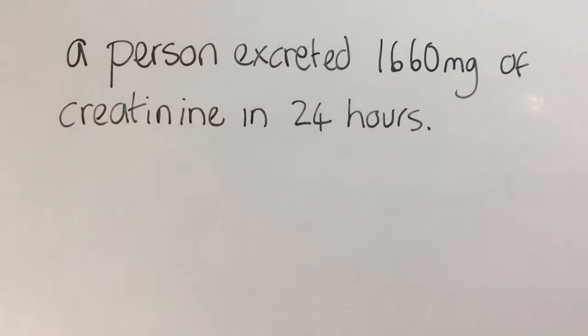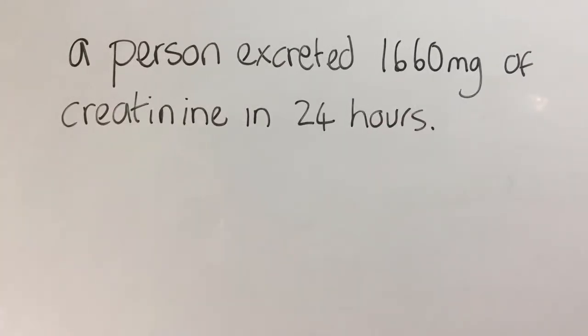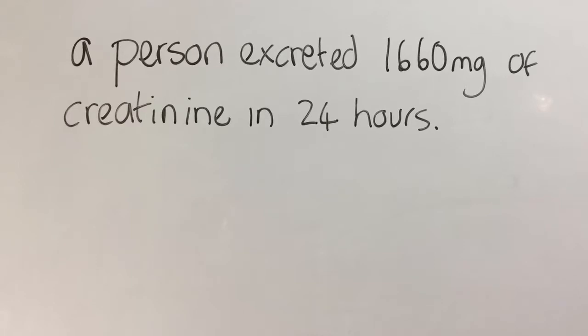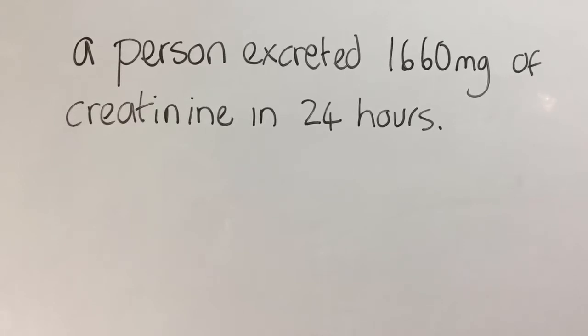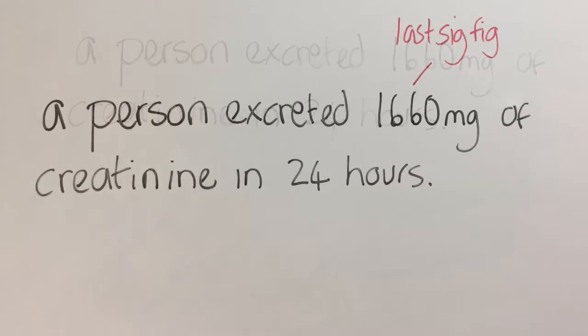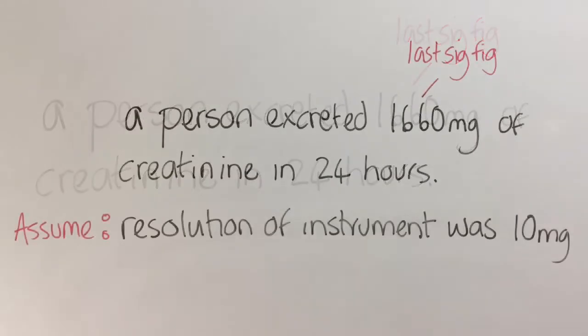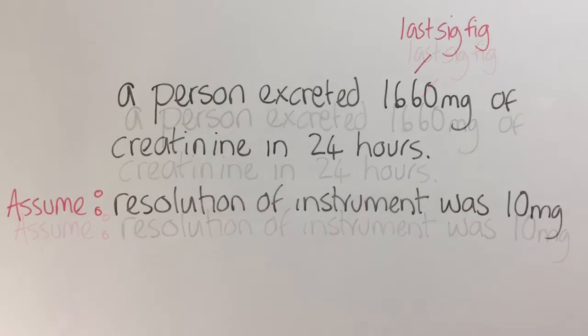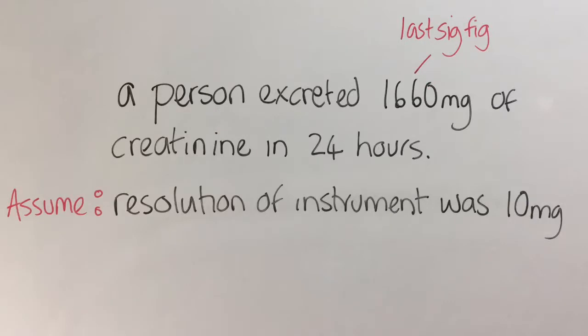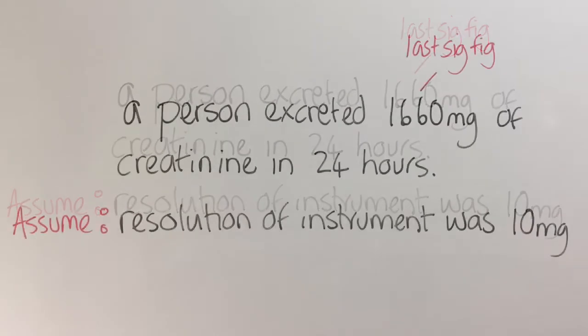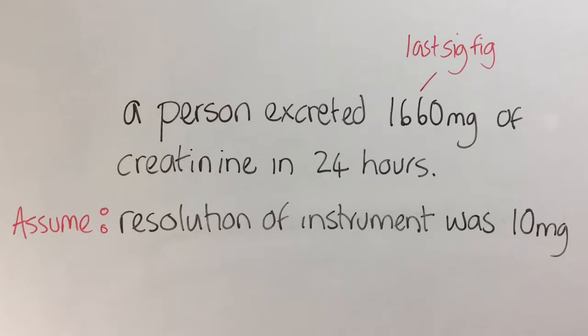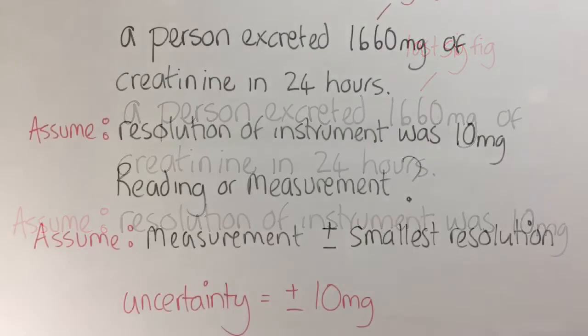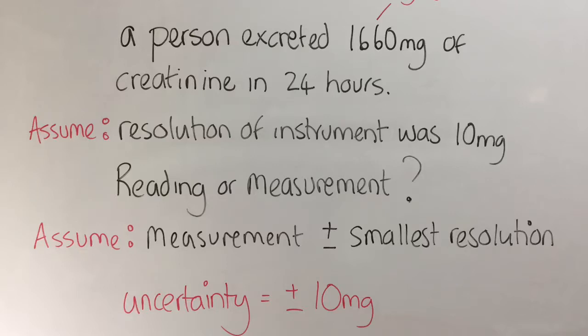So in an exam question, imagine we're told that a person excreted 1,660 milligrams of creatine in 24 hours. We regard the last significant figure of this number and assume that the resolution of the instrument was 10 milligrams. And of course, we don't know without any more detail whether it was a reading or a measurement. So therefore, we assume it's a measurement, remembering that a measurement is plus or minus the smallest resolution. Therefore, in this experiment, our uncertainty would be plus or minus 10 milligrams.